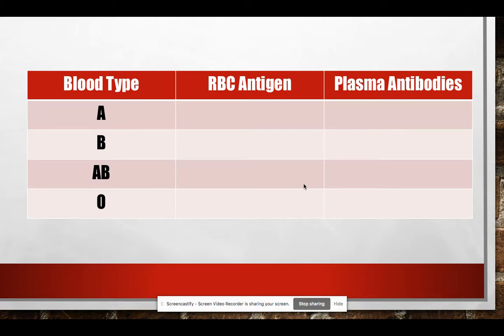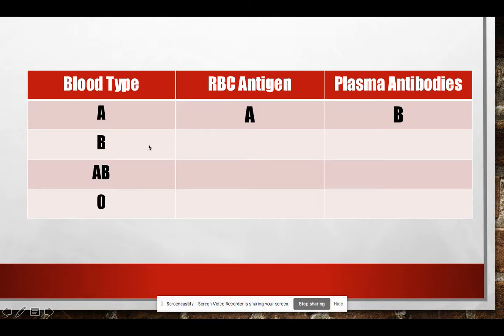All right, so now just to recap, this is something that'll be good for your notes. Type A blood, of course, is going to have an A antigen on it. That is why it's called type A blood. Now, once again, whatever it has on the surface of the red blood cell, it has the opposite in the plasma. So if I have A antigen, I have B antibodies.